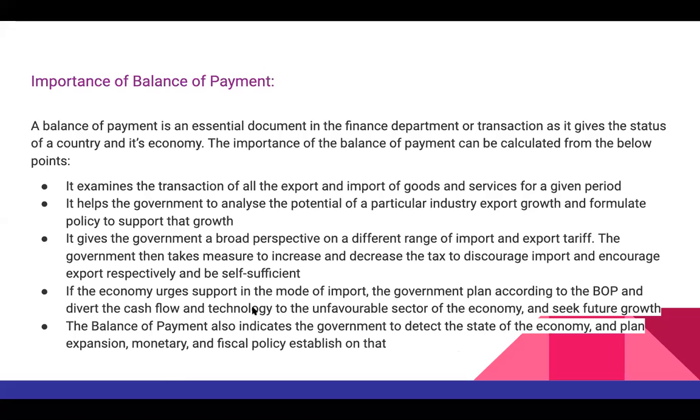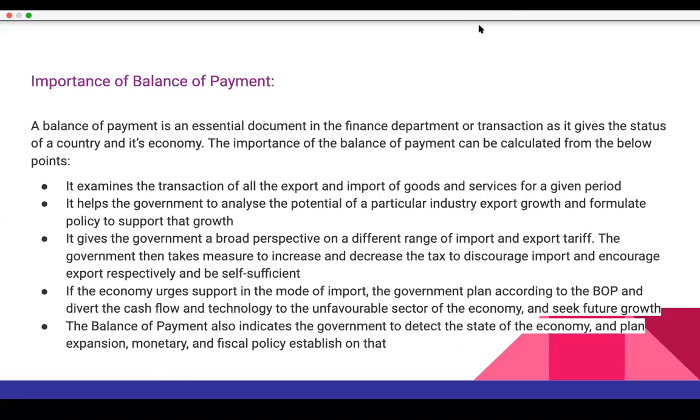And if the economy is supported by imports, the government also plans the BOP accordingly. It will try to divert cash flow and technology to unfavorable sectors of the economy and secure future growth. For example, earlier perfumes and electronic goods were not available in India much. So people going to Singapore and so on used to get them here. But now we have imported the technology, trained our people, and technical know-how is much higher. So we are creating our own goods instead of buying them from outside.